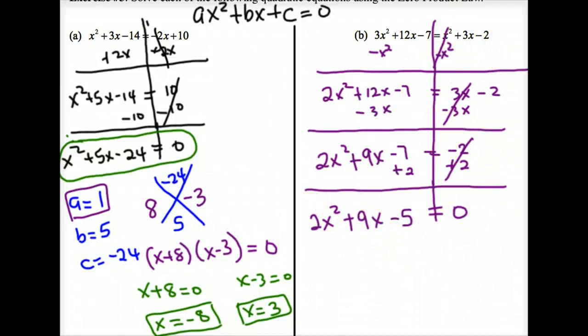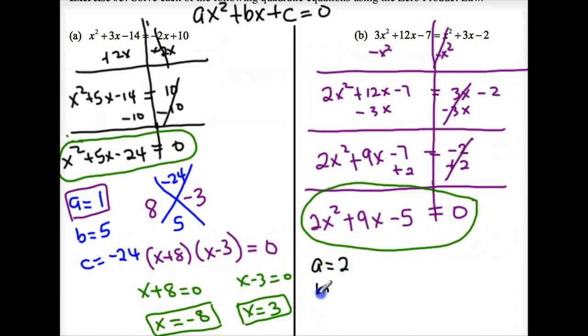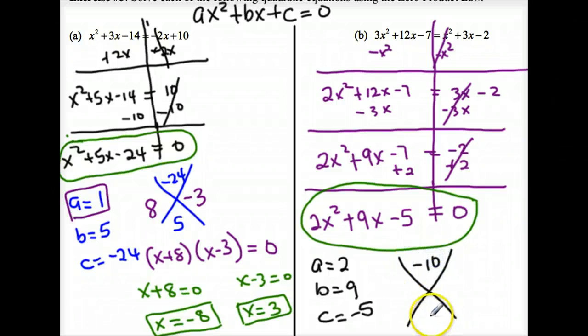Now that's my equation, this is what I'm working with now right here. I have that. What's my A? My A is 2, my B is 9, and my C is negative 5. Now I want to do my X, negative 10 in the top, and then positive 9 in the bottom. Two numbers, when I multiply them, I get negative 10, but when I add them, I get a positive 9, and those numbers are 10 and negative 1.